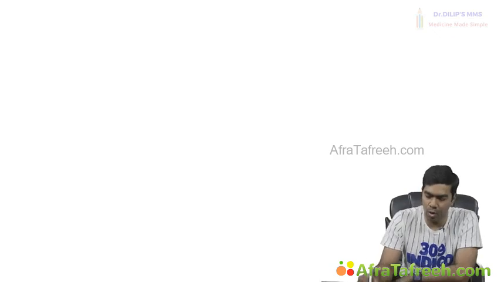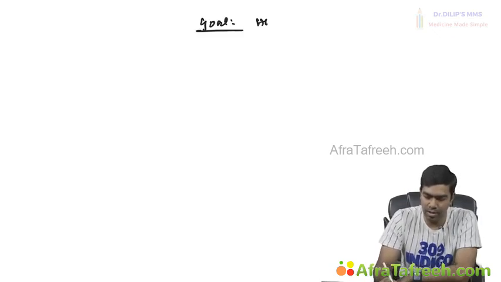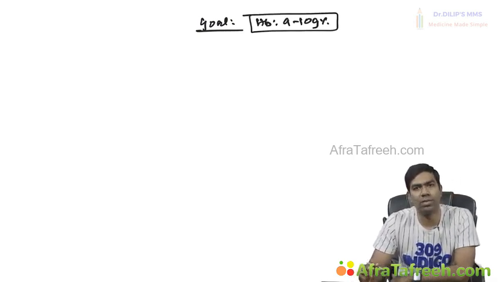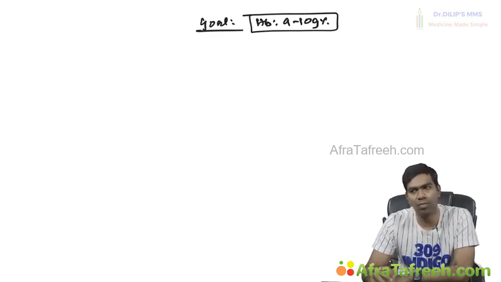If they ask you the goal for exchange transfusion and simple blood transfusion, it is to maintain hemoglobin in the range of 9 to 10 grams per deciliter. Remember, if you increase the hemoglobin to more than 10 grams per deciliter, that itself might result in hyperviscosity, and there is a risk of thrombosis.